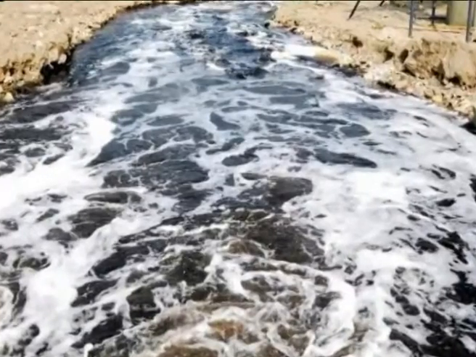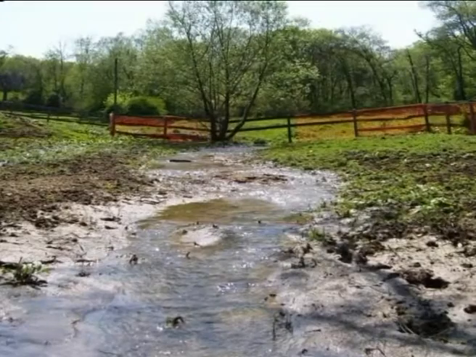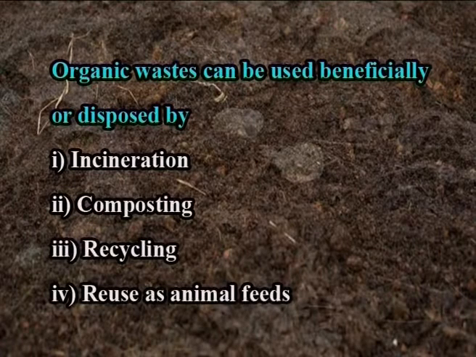Sewage contains detergents, water softeners, borates, phosphates and other salts in large amounts. Untreated sewage, if spread on agricultural fields, will affect the vegetation growth of plants. Dilution of sewage to 1:1000 levels will make it safe and suitable for growing vegetables and crops. Organic waste can be used beneficially or disposed of by incineration, composting, recycling and reuse as animal feed.